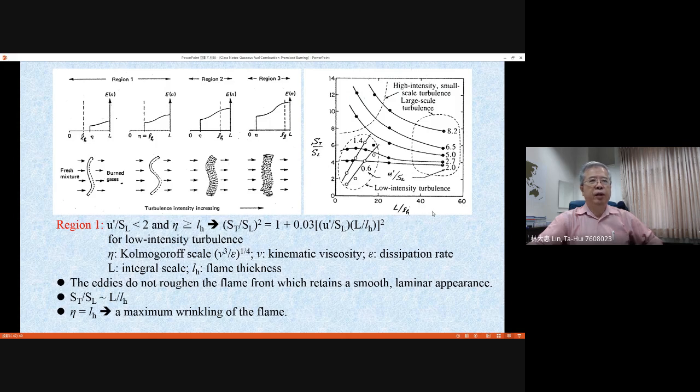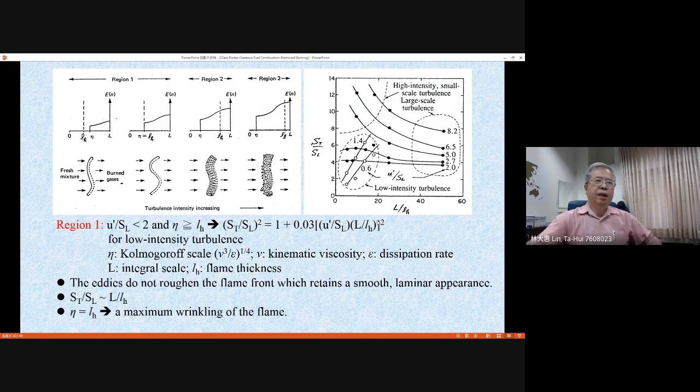For the low fluctuation, low intensity turbulence, in this corner, you can see this corner here. You can see ST divided by SL is almost linearly proportional to L divided by LH for 0.6 and 1.4. 0.6 and 1.4 are the values of U prime divided by SL. U prime represents the velocity fluctuation in your turbulent flow.